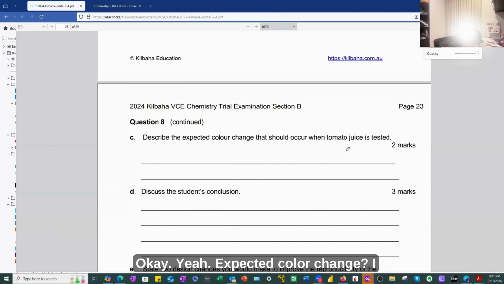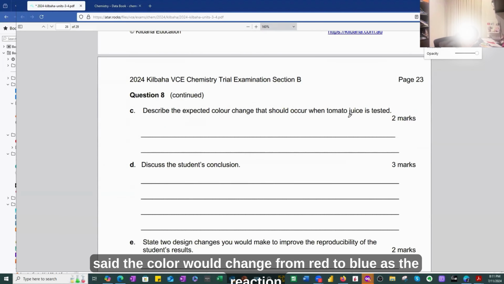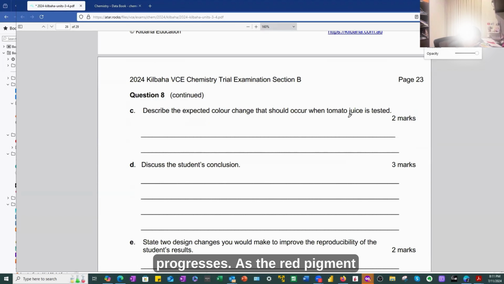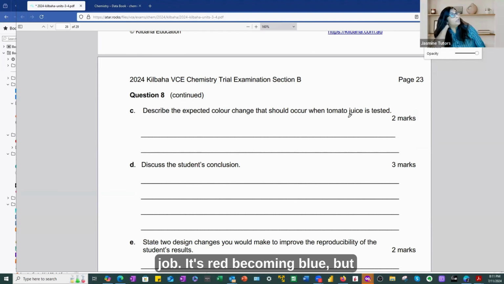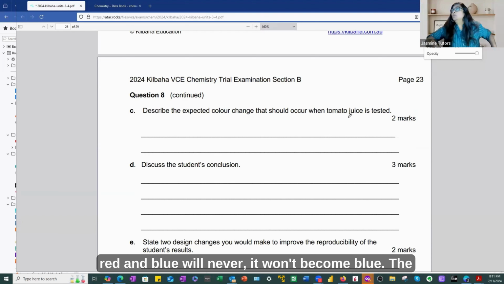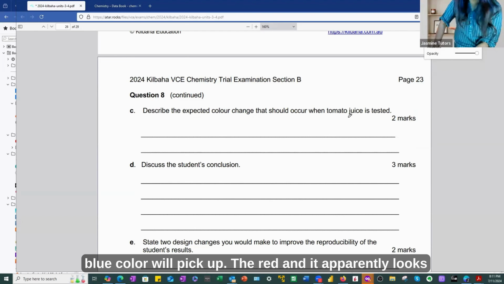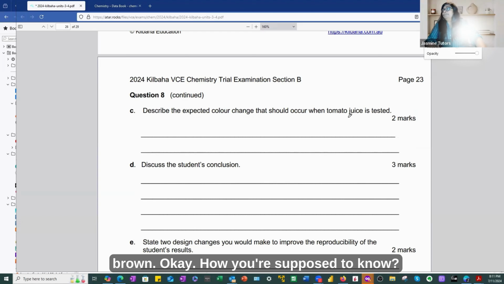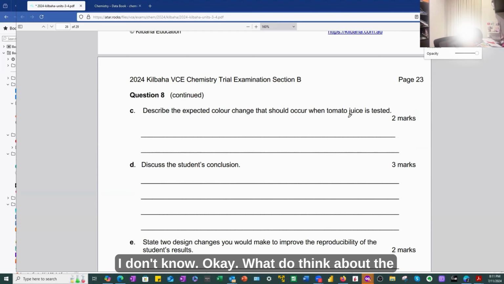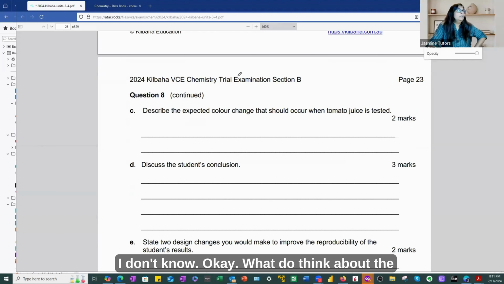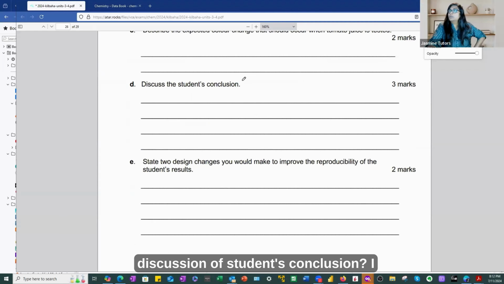Expected color change. I said the color would change from red to blue as the reaction progresses, as the red pigment comes from the plant and is reacting with iodine. Good job. It's red and blue, but it won't become blue. The blue color will pick up the red and it apparently looks brown. How you're supposed to know, I don't know. What do you think about the discussion of the student's conclusion?